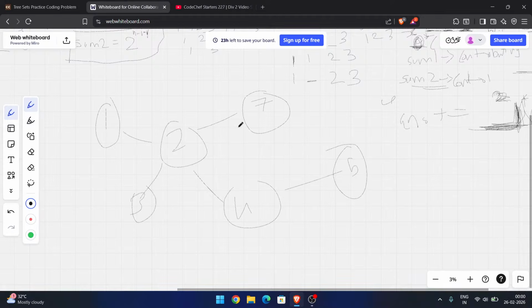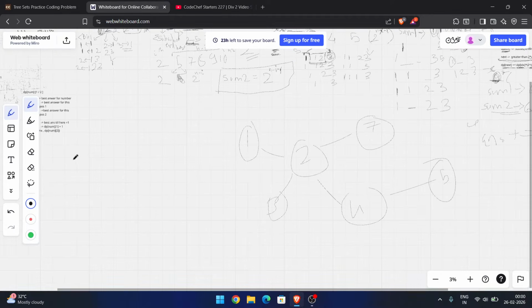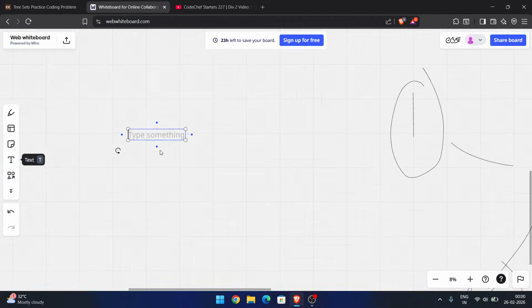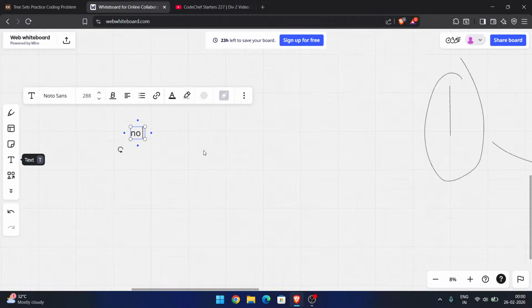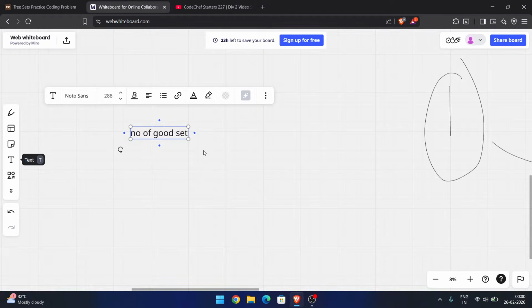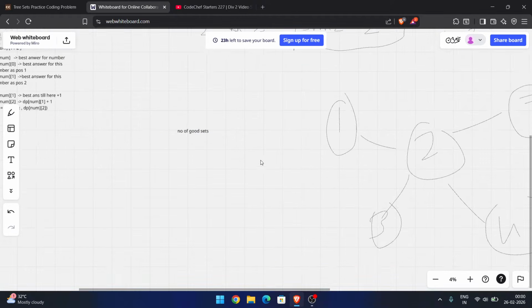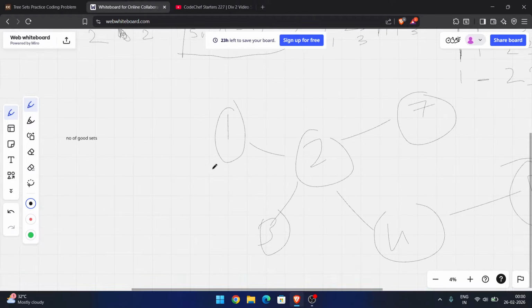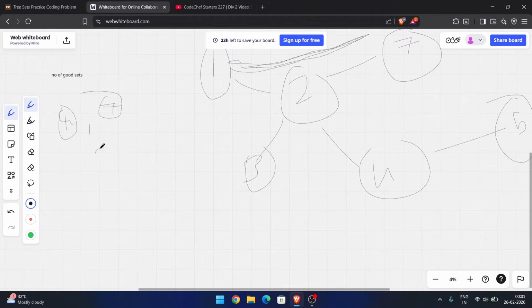Let's say we are given some tree. What we have to find is the number of good sets. But here, what is the main problem? What is the definition of a good set? Any good set means, if suppose these two elements are in a good set, then for every element in the good set, there should be at least one common element between them.